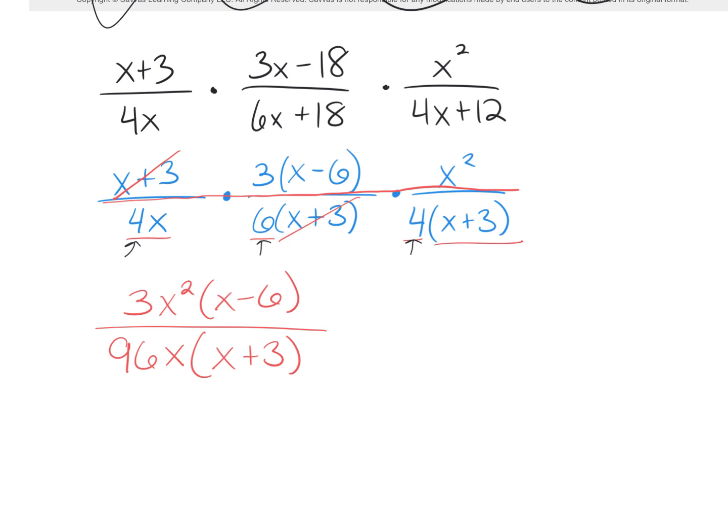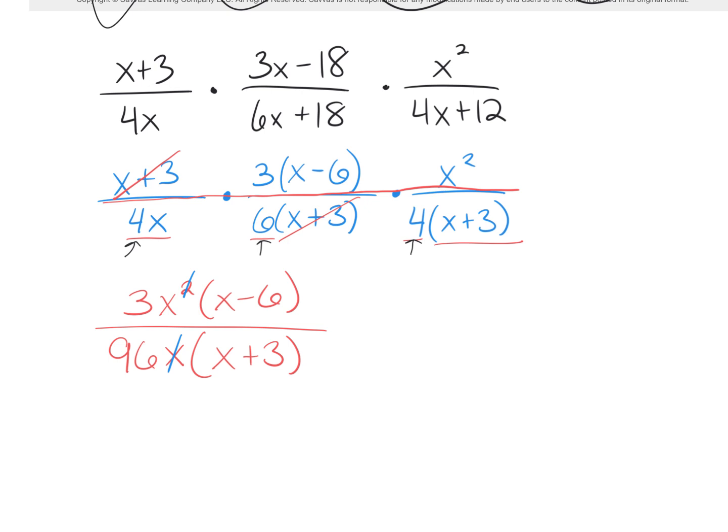Okay, looking at what we have right now, do you think we're done or is there more we can cancel out? One of the x's. Right. We have these x's here. How many x's are on the top? 2. How many are on the bottom? 1. So how many can cancel out? One of them. So take out one of them.